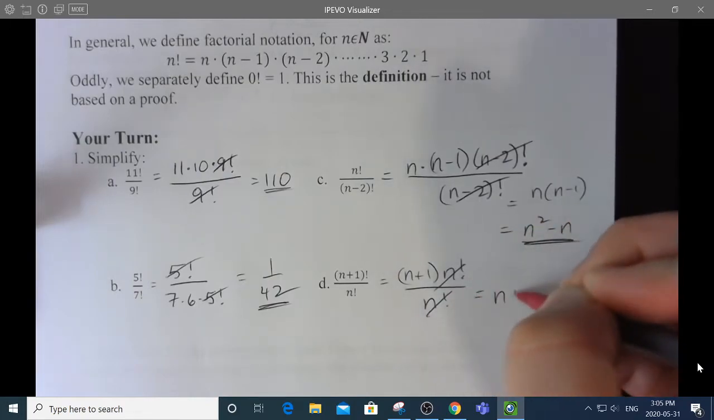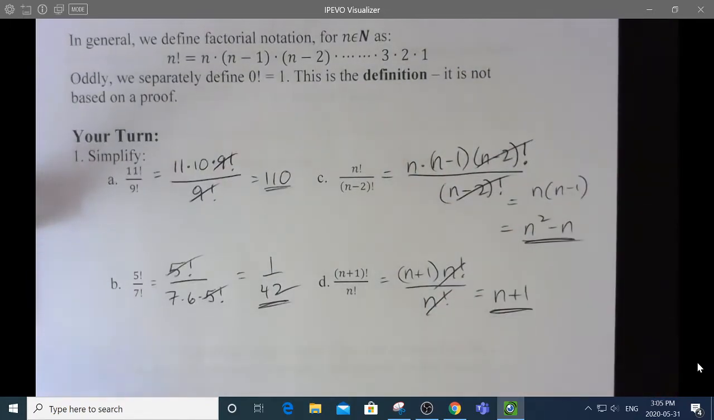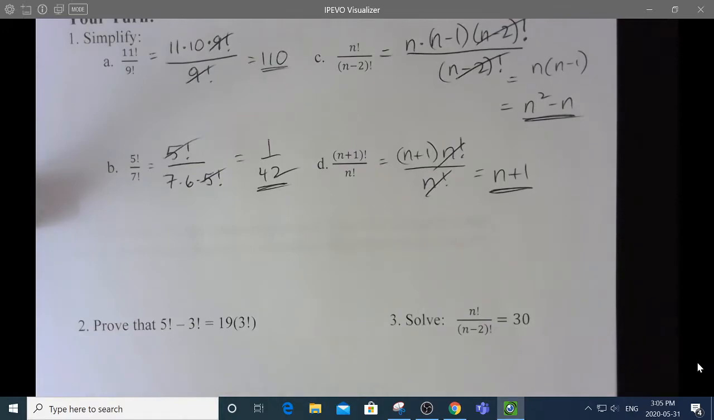So this is just n plus 1. Isn't that cool? Okay, so if that makes sense to you, and hopefully it does, then what we're going to do next is show you a little proof that we can do with factorials.